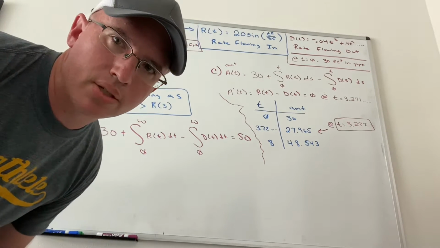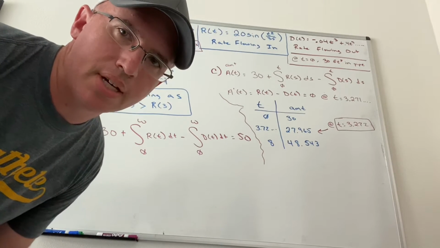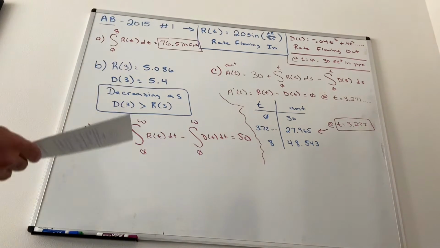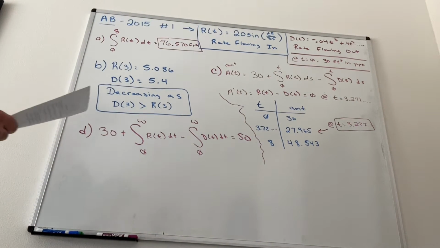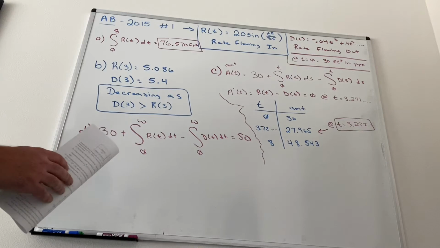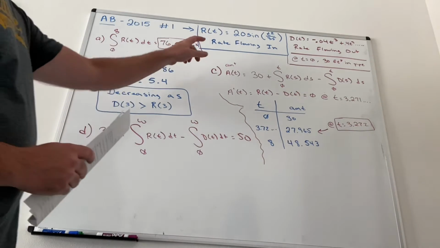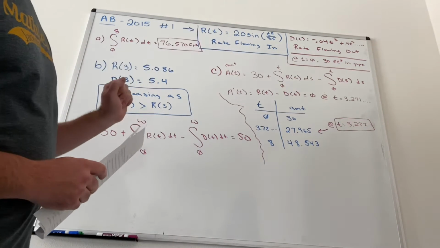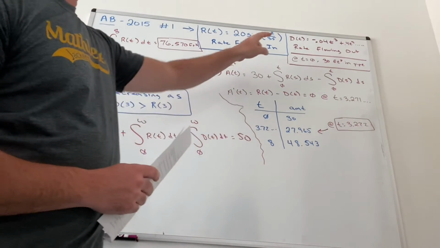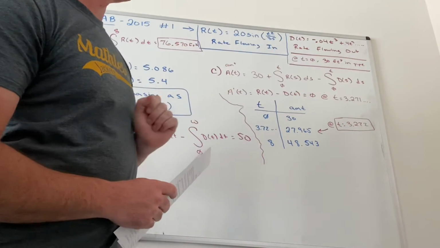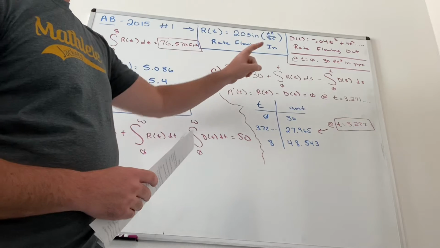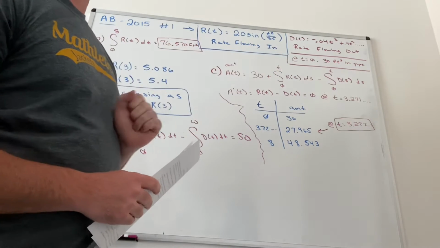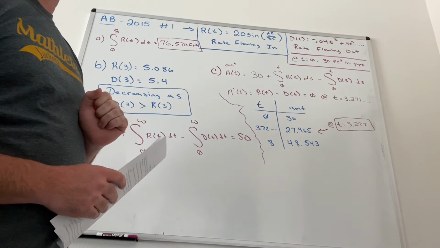This is the rates question from 2015. In this question, we have rainwater flowing into a drain pipe. We have R of t, which is the rate that it's flowing in, and D of t, which is the rate that it's flowing out. And we have an initial condition at time 0: there's 30 cubic feet in the pipe.